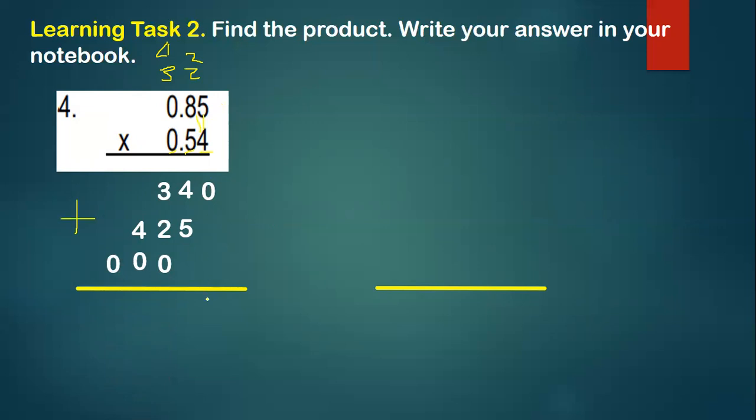And then, add all the partial products. Okay, and this is 0. This is 9. 4 plus 5 is 9. And then 5. And then 4. And then 0. And then lastly, ilagay na natin ang ating decimal point. Pero hindi pa natin alam kung saan.